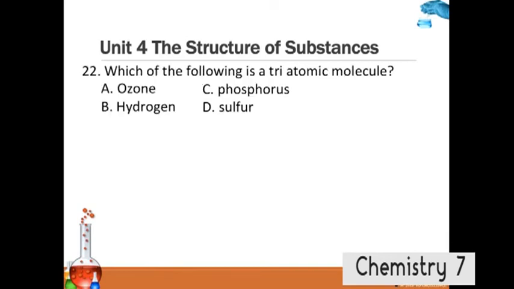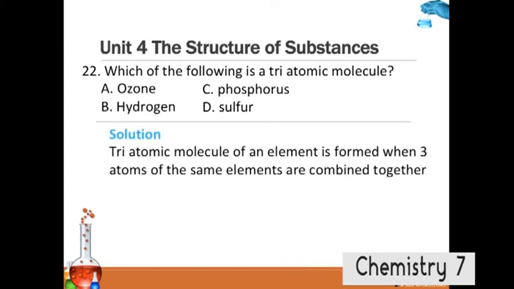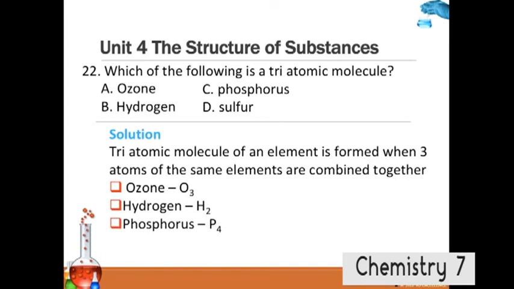Which of the following is a triatomic molecule? Ozone, hydrogen, phosphorus, or sulfur? Triatomic molecules of an element are formed when 3 atoms of the same element are combined together. Ozone has 3 oxygens. Hydrogen has 2 hydrogens. Phosphorus has 4 phosphorus. Sulfur has 8 sulfur. The answer is A, ozone.